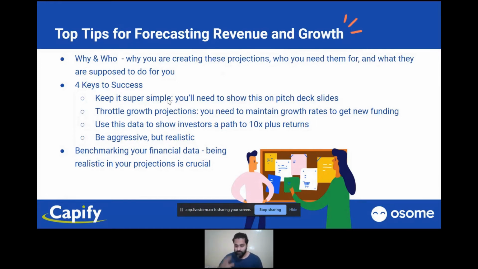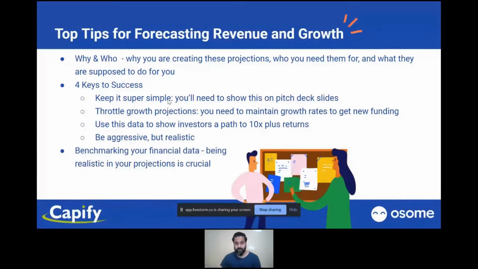When you're forecasting, you're not only forecasting for yourself, you're forecasting for a wider audience, like your employees, your management, any third-party investors that you're getting involved, and they all need to understand what you're actually putting into numbers. So it's not that difficult, so keep it simple and keep it understandable. Throttle your growth, your projections. You need to maintain growth rates, as I said, to get new funding.